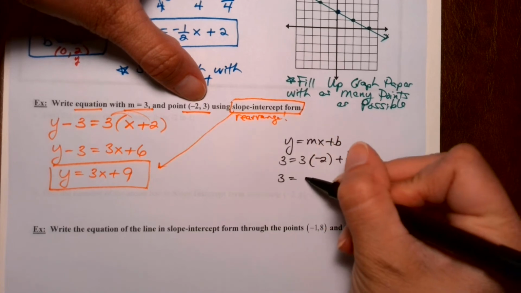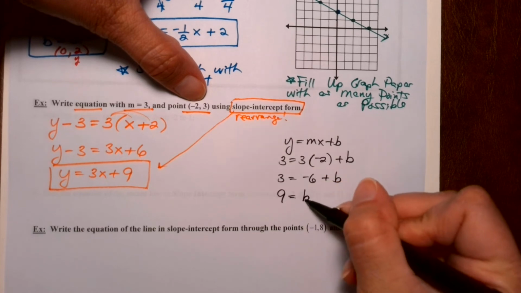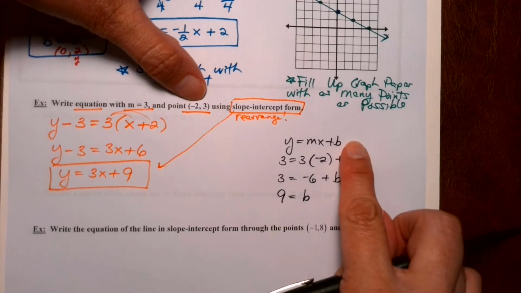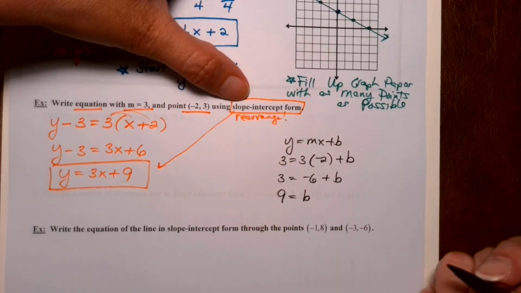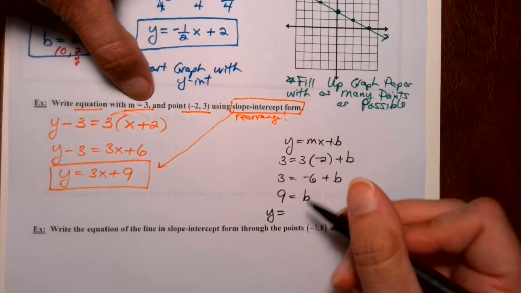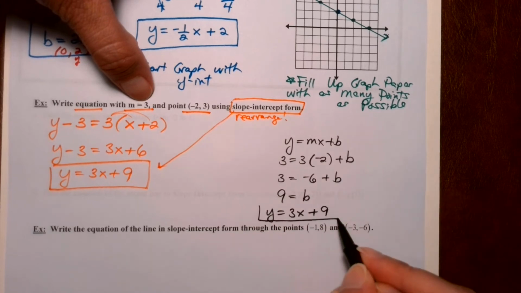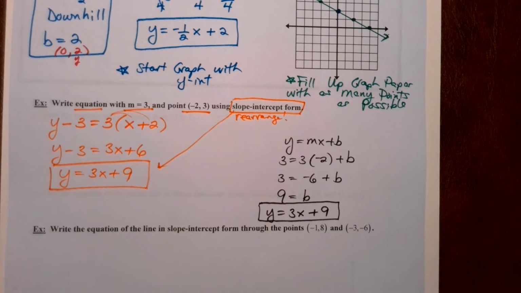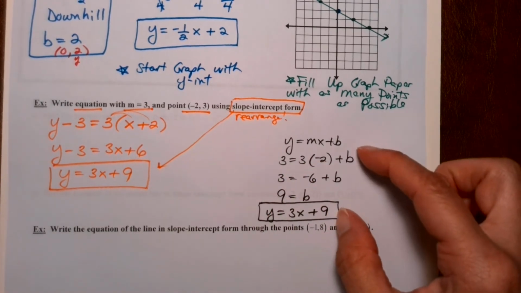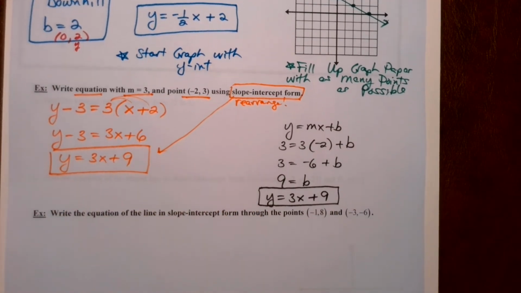So 3 equals negative 6 plus b. Add the 6. Oh, now I have the b number. Once you find it, you have to replace it back in. So remember, we still have to write the equation. y equals 3 times x plus 9. So you can do it this way. There's lots of ways to do algebra. If you have fractions and you're adding and subtracting fractions, sometimes this way does get a little more complicated than the other way. So try the point slope and let me know what you think.